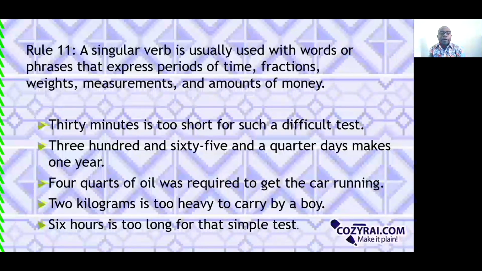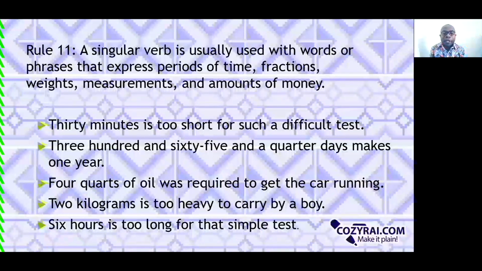Number 3, 4 quarts of oil was required to get the car running. So this is measurement, isn't it? Or weight, I should say. So 4 quarts of oil was required to get the car running.